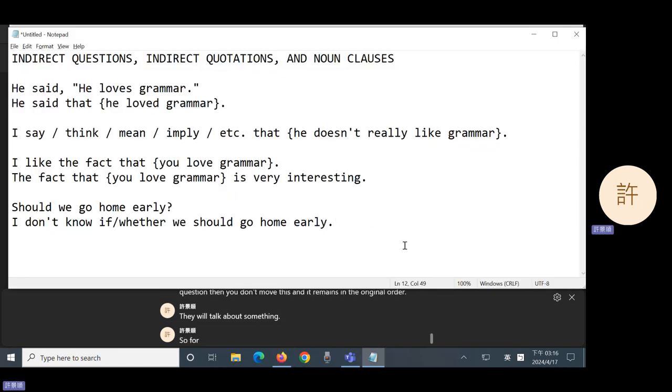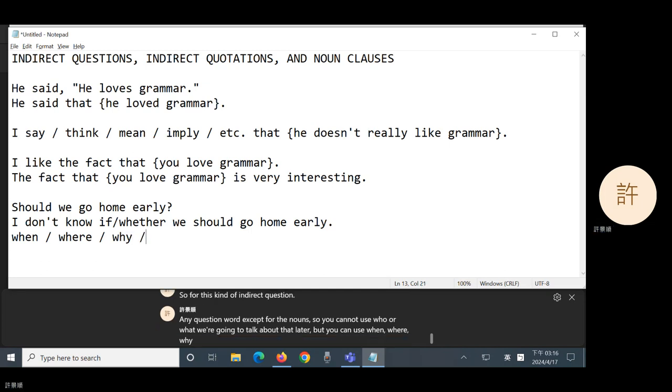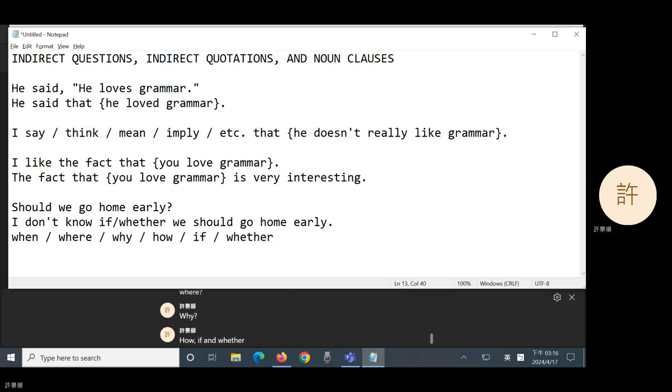So for this kind of indirect question, you can use any question word except for the nouns. So you cannot use who or what. We're going to talk about that later. But you can use when, where, why, how, if, and whether to begin a noun clause that is an indirect question. You can easily think of example questions.